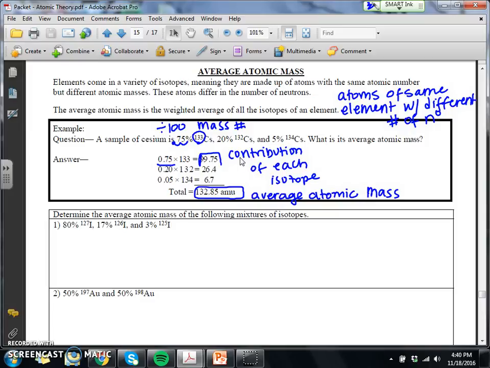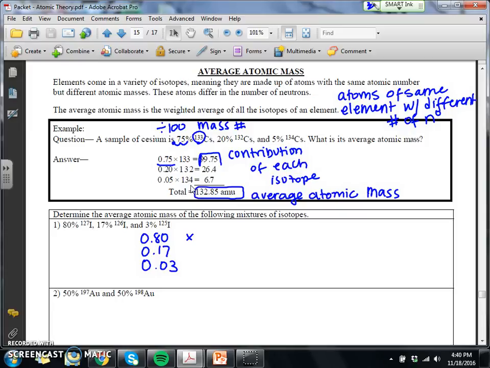So if we were to look at problem number 1 as our example, we see that we have iodine, because that's the capital I, and 80% of all the iodine in the world is iodine-127, 17% is iodine-126, and 3% is iodine-125. So what we would do is convert all our percentages to decimals. So 80% becomes 0.80, 17% becomes 0.17, and 3% becomes 0.03. Remember, we did this by dividing by 100 or moving our decimal 2 places to the left.